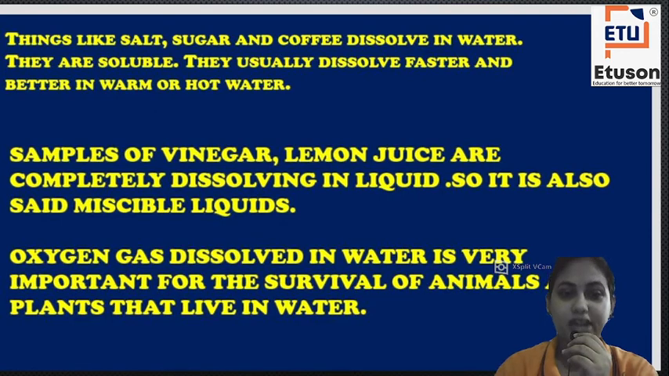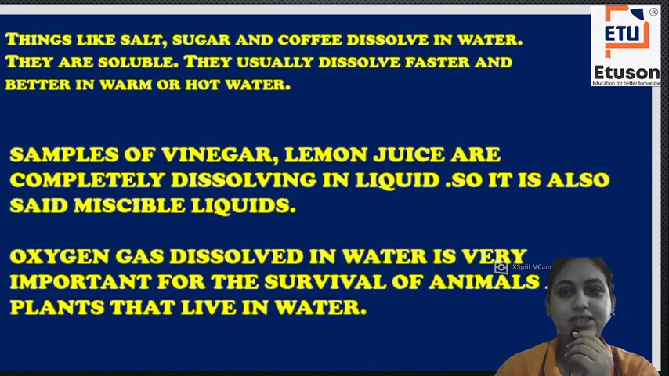Next, in the case of liquids, we can take samples of vinegar and lemon juice, which dissolve completely. These are also called miscible liquids. Miscible means they are completely mixed. From the word mixed comes the word miscible. Then for gases, oxygen dissolved in water is very important for the survival of animals and plants that live in water. So there are examples of solids, liquids and gases which are completely dissolved in a given solution.